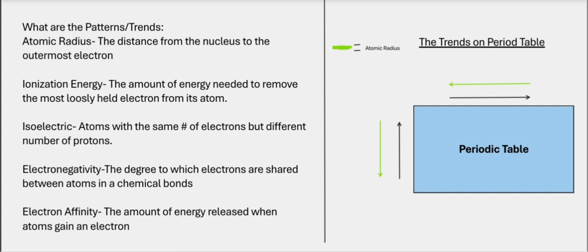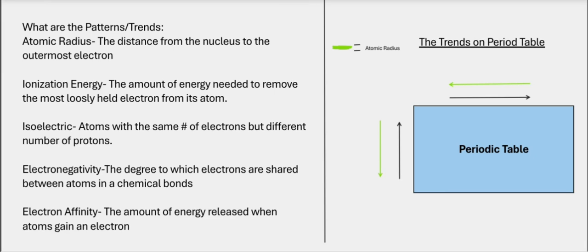Now, to understand these trends on a periodic table, we have a mock periodic table here, and we have arrows. The black arrows represent how the trends of ionization energy, electron affinity, and electronegativity look on a periodic table. So the higher up a group you go, the greater the ionization energy, the greater the electronegativity, the greater the electron affinity. And as you go right across a periodic table, the higher the ionization energy, the higher the electronegativity, and the higher the electron affinity. That is totally opposite when you get to atomic radius.